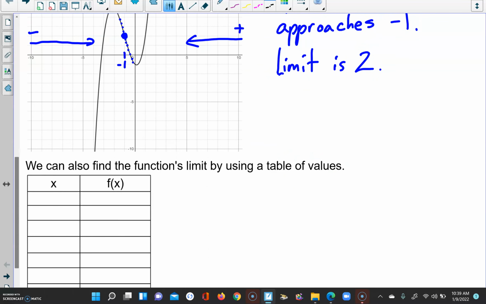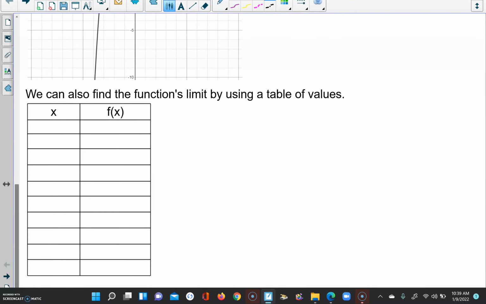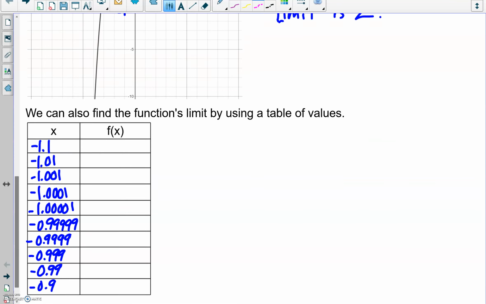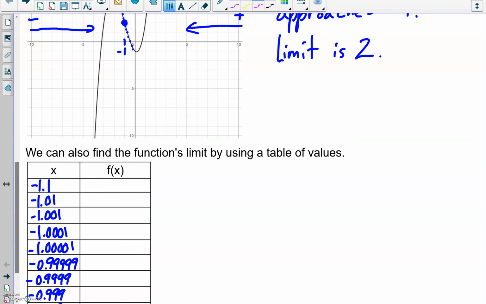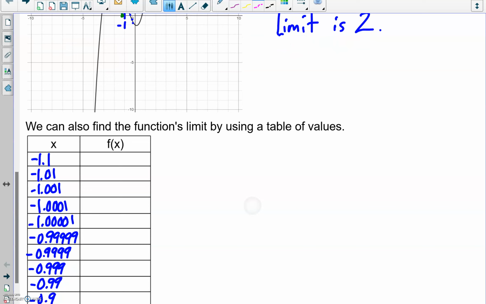And let's take a look at how we could do this in a table. So in a table, we're going to have to start with some x values, and I'm going to come in from the left side and the right side again and get close to that -1. So I'm going to go ahead and fill in some values on this table for the x's. And what you can see here, starting at the top of the table, I'm at -1.1, which means I'm just 1/10 to the left of -1 on that x-axis. And at the bottom of the table, I'm starting at negative 0.9, which is just to the right of that negative 1 on the x-axis.